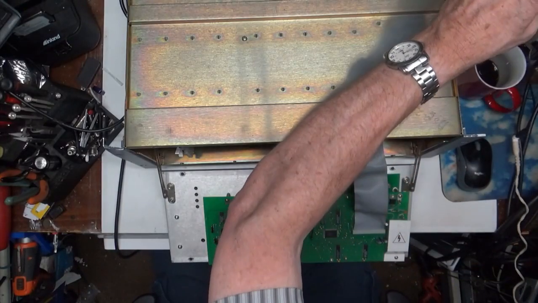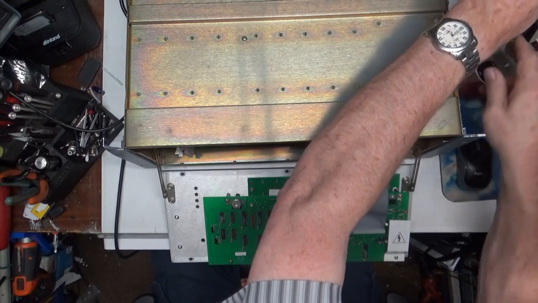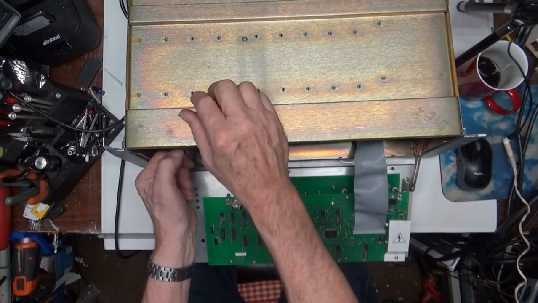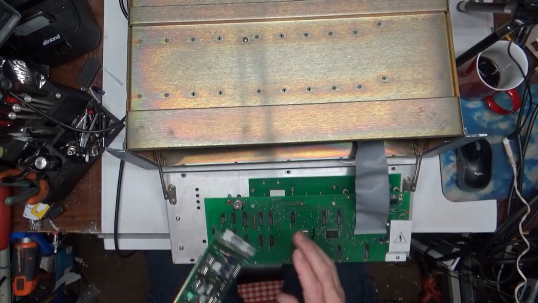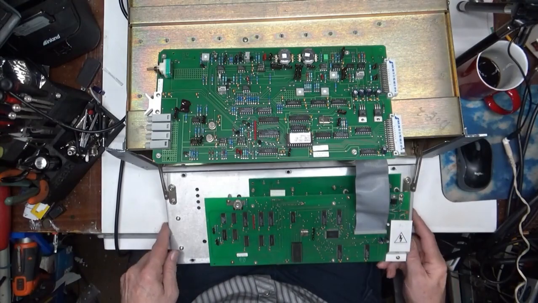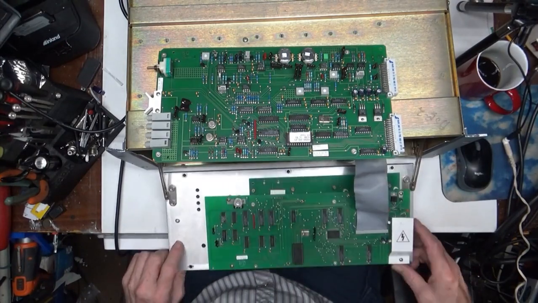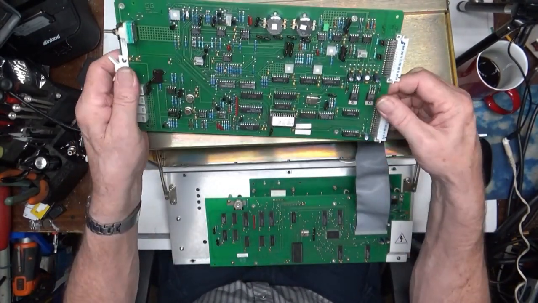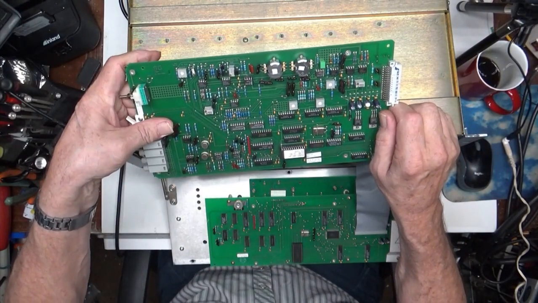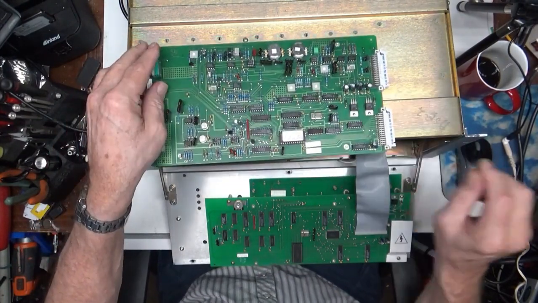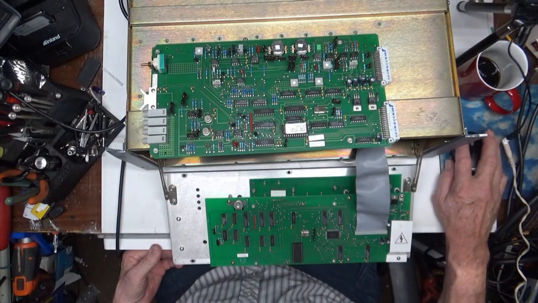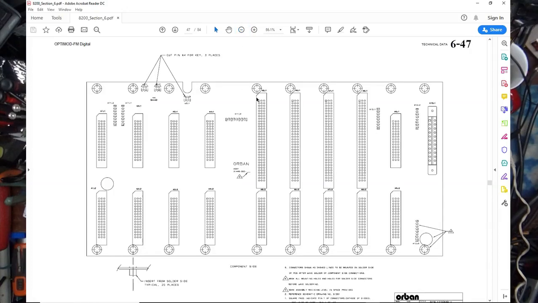Okay. It's off. And we'll pull this out. All right, here we go. Let's take a look at what we've got. Oh, fairly complicated board. Let's go and look at the actual board for this in the schematic.